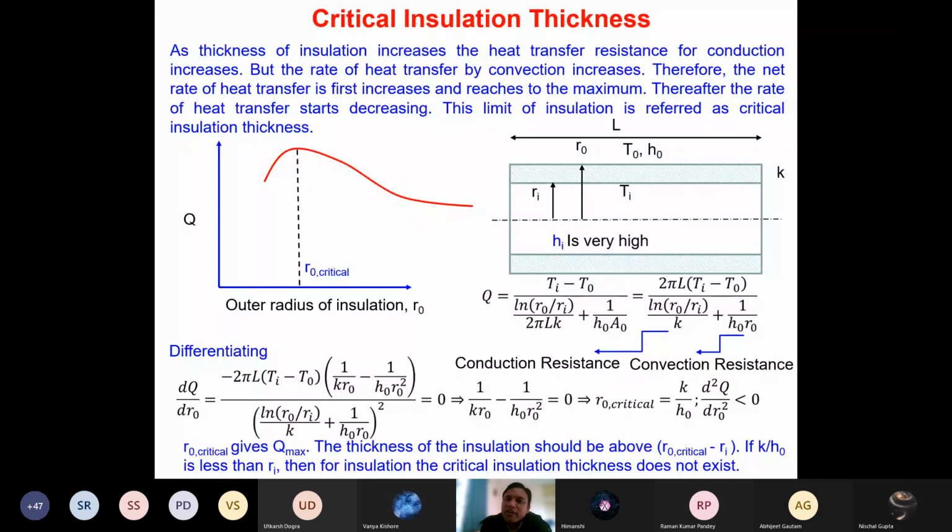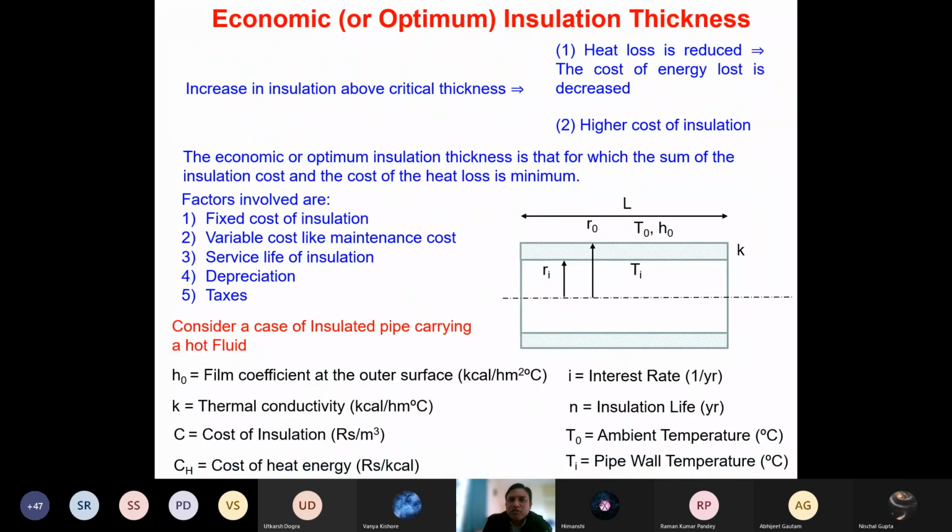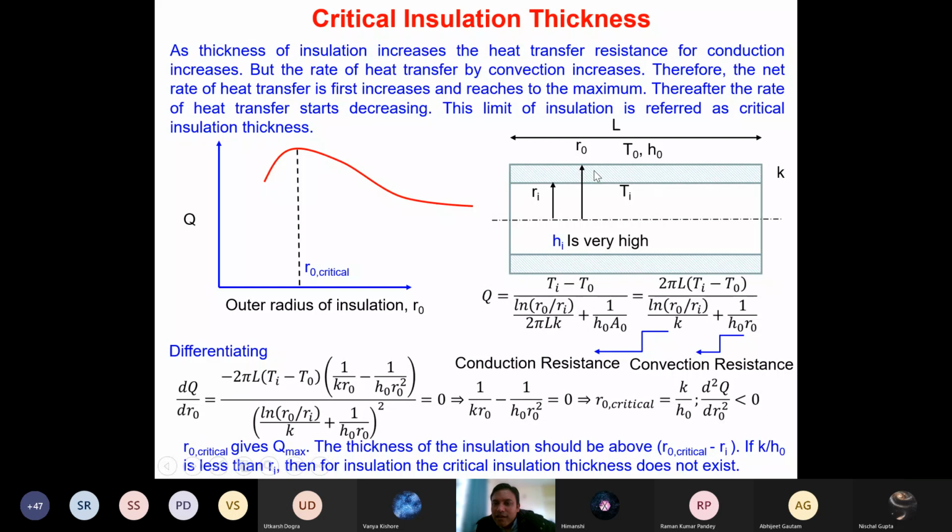So far we were talking about the critical insulation thickness. There is another terminology called economic or optimum insulation thickness. So far we are saying that if I increase the insulation thickness beyond this critical value, my rate of heat transfer is going to decrease. That is what I desire. I don't want heat to be dissipated to the ambient from the fluid inside the pipe, isn't it? The more heat is lost from this steam, the more is the cost incurred, because the heat dissipated is a wastage of the steam in a way, isn't it?